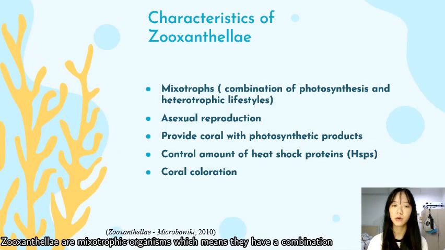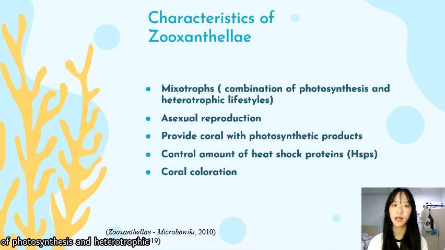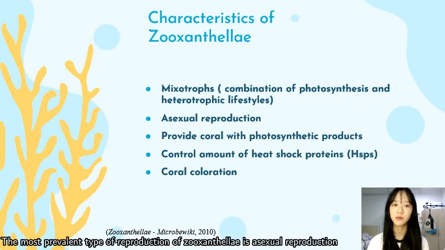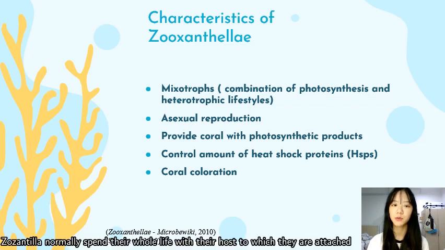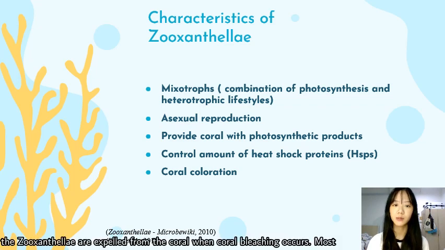Zooxanthellae are mixotrophic organisms, which means they have a combination of photosynthesis and heterotrophic lifestyles. However, they are mostly photosynthetic. The most prevalent type of reproduction of Zooxanthellae is asexual reproduction through division. Zooxanthellae normally spend their whole life with their host to which they are attached. However, the Zooxanthellae are expelled from the coral when coral bleaching occurs.